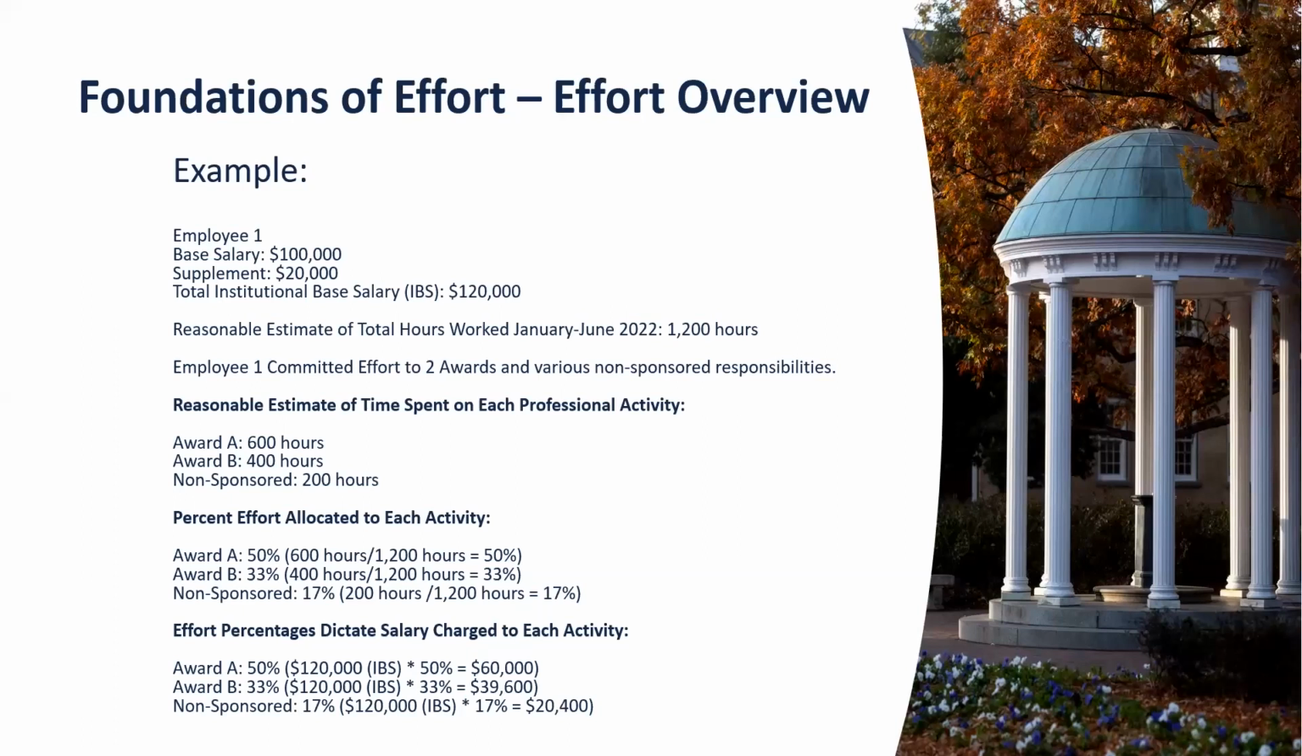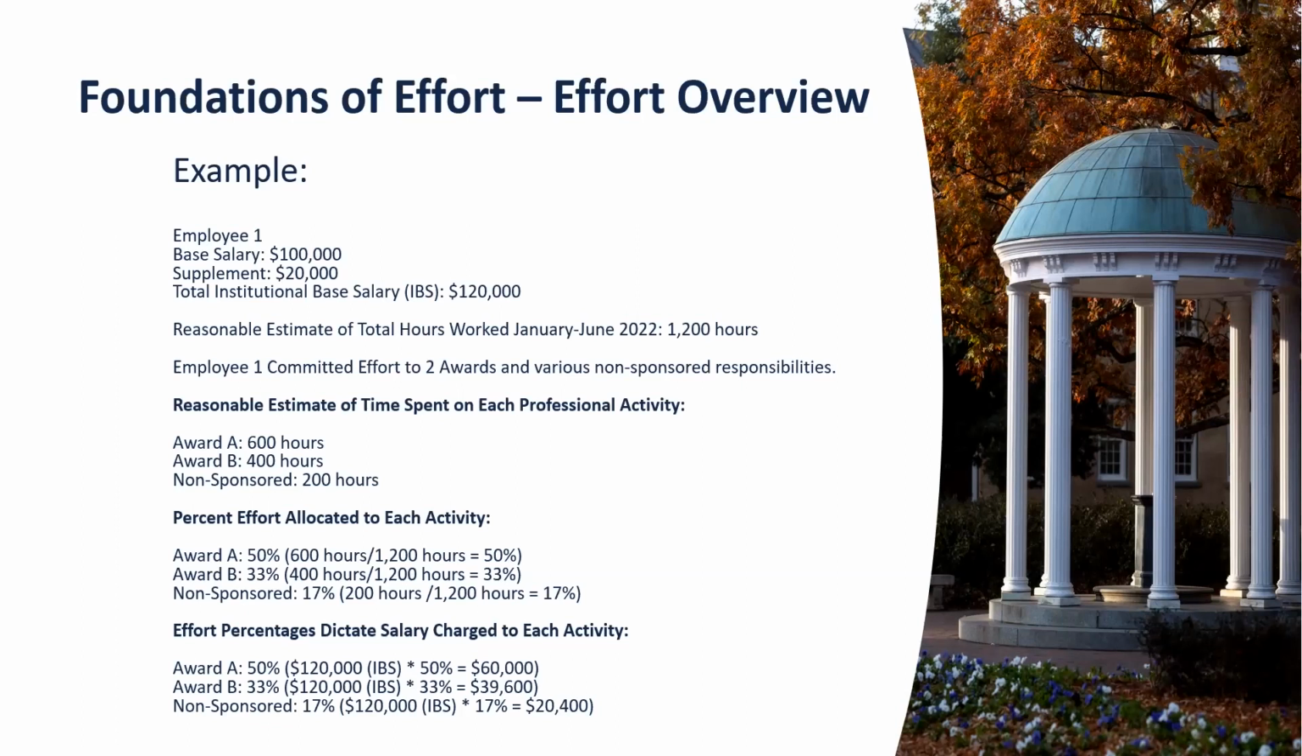So now we have all the information we need to do the actual effort calculation. And to do that, we're going to take the total hours committed or effort committed to award A, and we're going to divide that by total hours worked overall, and that's going to give us 50%, as you can see in the calculation there. We're going to do that calculation for award B and the non-sponsored, and we get 33% and 17% respectively.